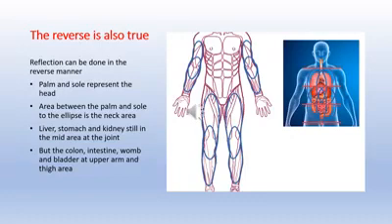The area between the palm and sole to the ellipse can represent the neck area. So when people have a cough or a neck problem, we go and check this area, and there's some painful point. We rub the area, and it can relieve the cough. The liver, stomach, and kidney in the middle section don't change, but the colon, intestine, and womb become opposite. So the reverse order is also true in reflexology. Today you don't need to worry that much. We're going to discuss it in great detail in the future.